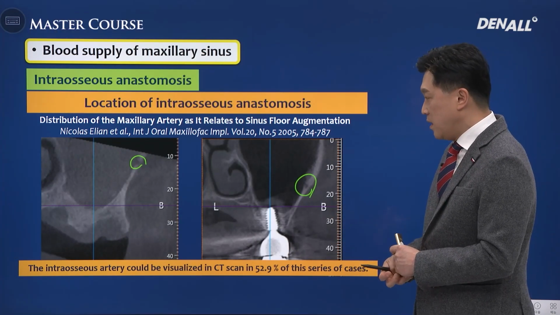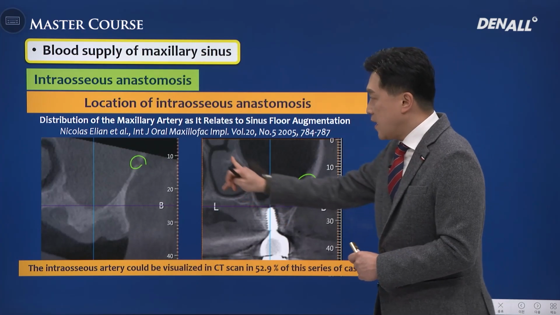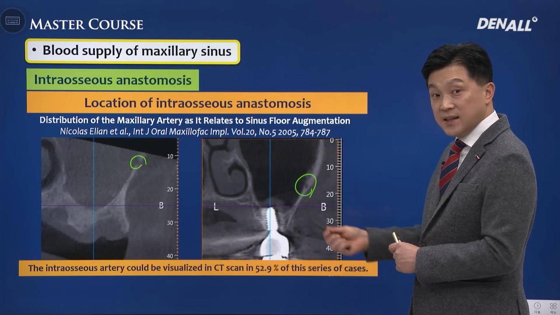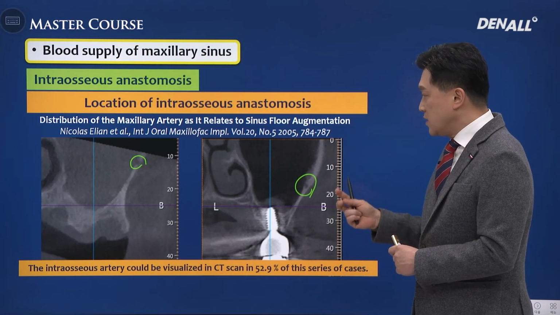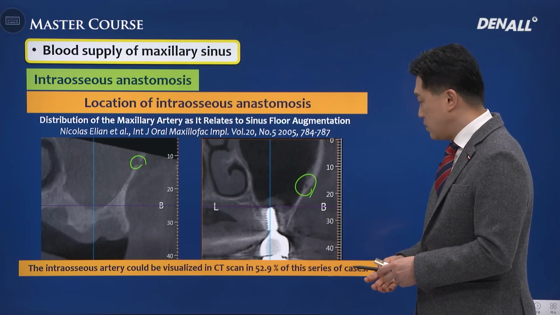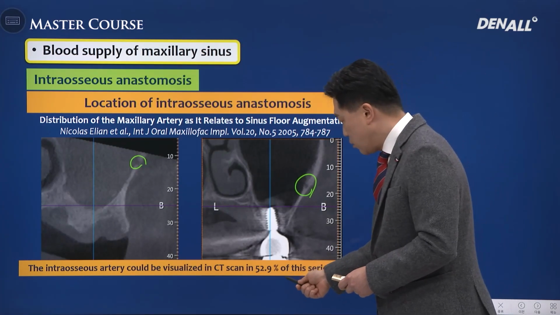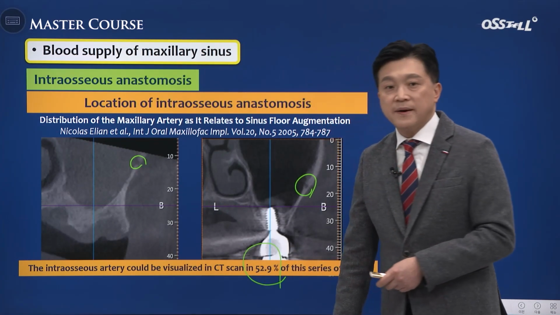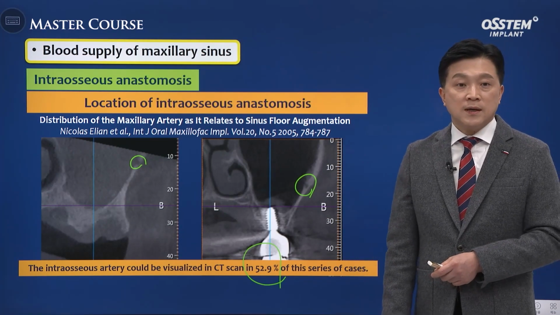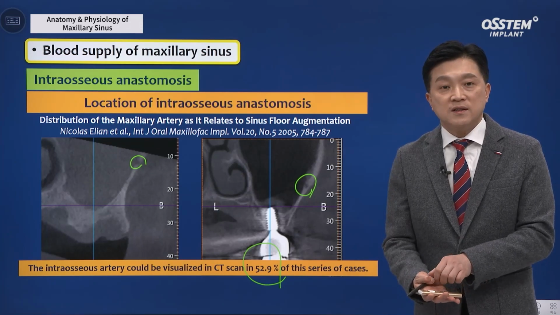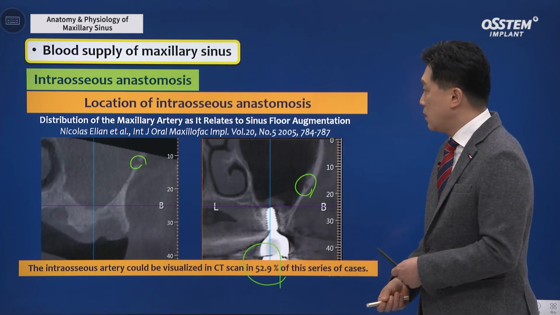If you look at the research published by Nicholas Elian on CT, we can detect the intraosseous anastomosis artery. Through CT, we can find it about 50 or 52.9% of the time. So half the time we will not be able to detect it even on CT.